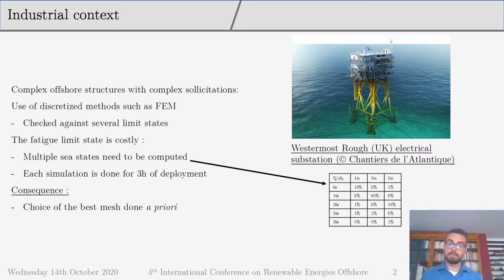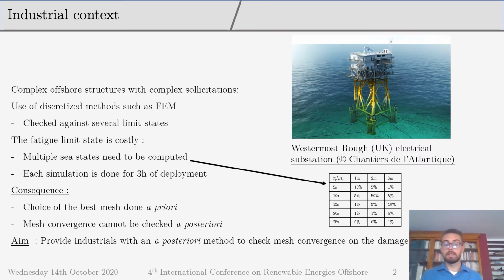The consequence of this is that the choice of the best mesh has to be done a priori, and mesh convergence cannot be checked a posteriori. The aim of this work is to provide industrials with an a posteriori method to check mesh convergence on the damage.